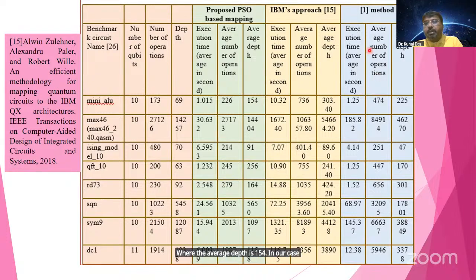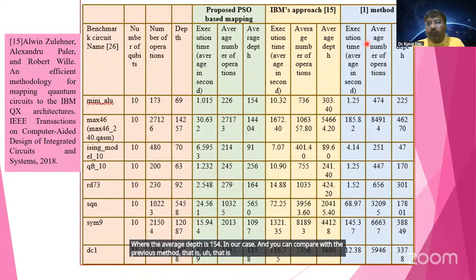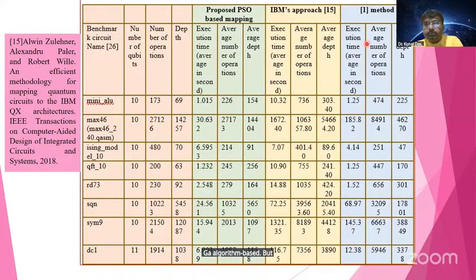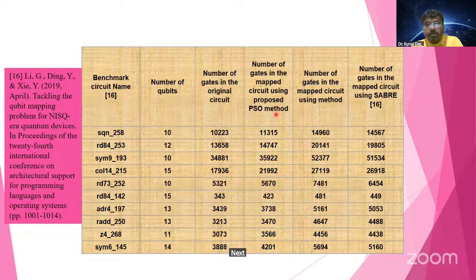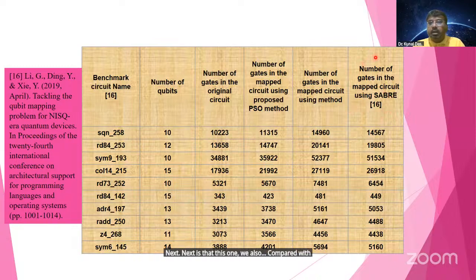And you can compare with the previous method, that is, already we have given, the genetic GA algorithm based. Next is this one. We also compared with the best found today. Currently, before the PSO method comes, this was the best proposed model apart from IBM also.